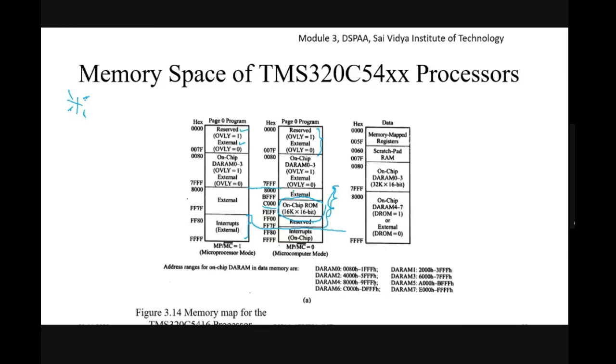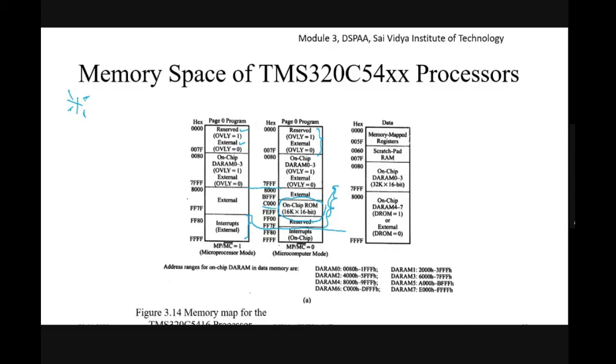Explain the memory space of TMS320C54XX processors. So then you have to draw this particular diagram. So that's why, to draw it, at least if you know the inner details of this, how it is working, what is happening, then it will be very easy. Okay, so while practicing this particular diagram, what do people do?